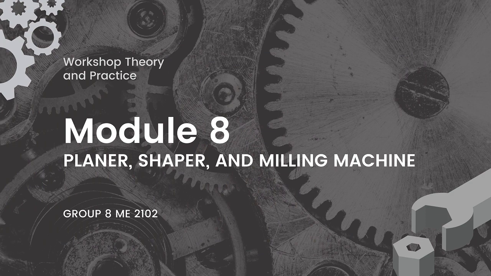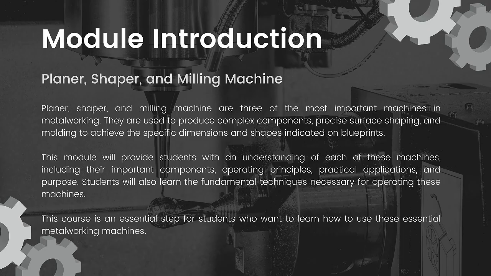And this is Module 8, Planer, Shaper, and Milling Machine. In this chapter, we will be focusing on three of the important machines in metalworking, such as planer, shaper, and milling machine. These machines are fundamental in the production of complex components, precise surface shaping, and molding to achieve the specific dimensions and shapes indicated on your blueprints.